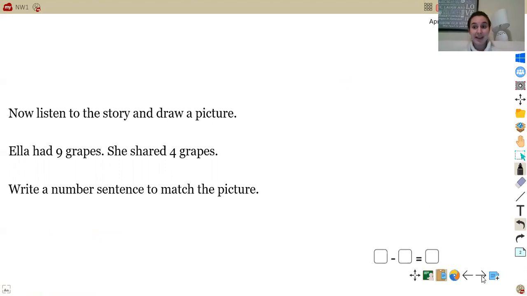I'm going to read that again, and then you guys are going to work independently on your scratch paper. Ella had 9 grapes. She shared 4 grapes. Now write a number sentence to match the picture. So go ahead and draw your picture to represent our story, and then fill in the number sentence. I started it for you below. When you're ready to come back, just go ahead and unpause the video and check your work.